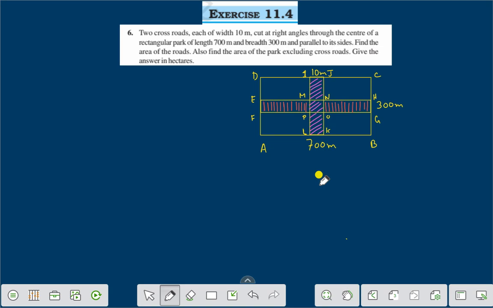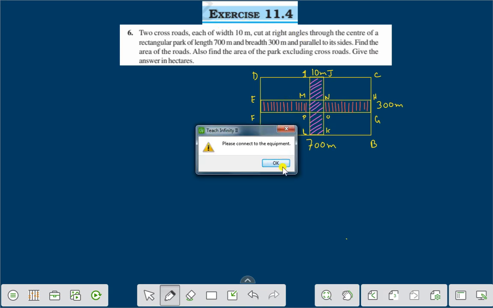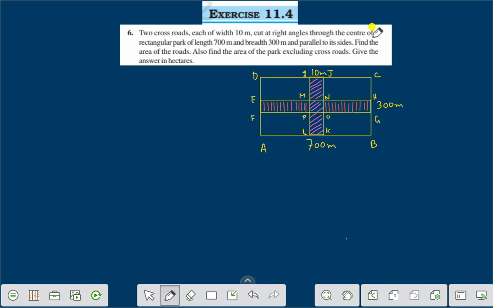Hello everyone. Today I shall discuss exercise 11.4 question number 6. Question number 6 is: two crossroads, each of width 10 meter, cut at right angles through the center of a rectangular park of length 700 meter and breadth 300 meter and parallel to its sides. Find the area of the roads. Also find the area of the park excluding crossroads. Give the answers in hectares.